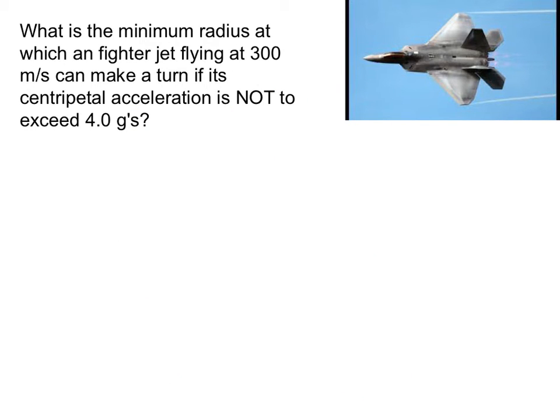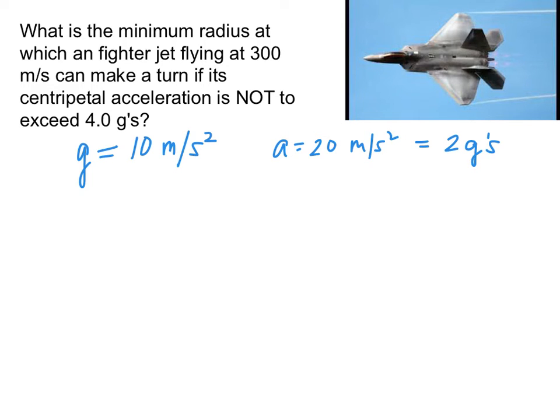So this just brings up kind of a neat application of these circular motion ideas. If something has a very high acceleration, we often talk about its acceleration as a multiple of g. So recall that little g, the acceleration due to gravity, is 9.8 or about 10 meters per second squared. And so if something has an acceleration of 20 meters per second squared, we could say that that is 2 g's, 2 times the acceleration due to gravity.